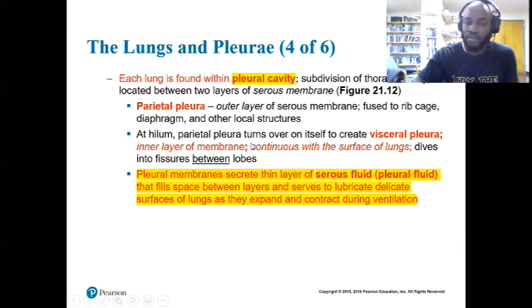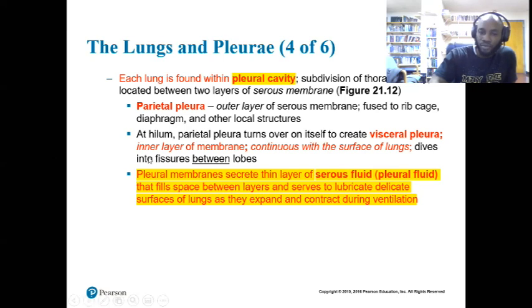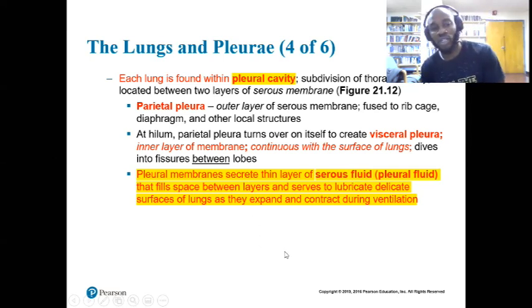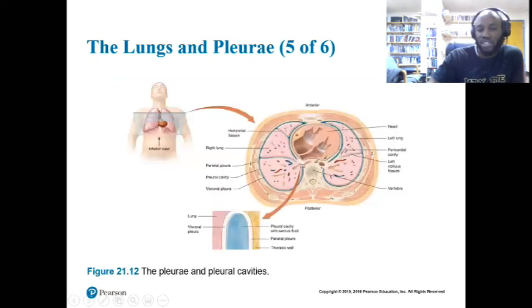At the hilum, parietal pleura turns over on itself to create the visceral pleura, inner layer of membrane continuous with the surface of the lungs, which dives into the fissures between the lobes. Pleural membranes secrete a thin layer of serous fluid, pleural fluid, that fills space between the layers and serves to lubricate delicate surfaces of the lungs, which is important during ventilation, which we're going to talk about. And that's the basic structure there.